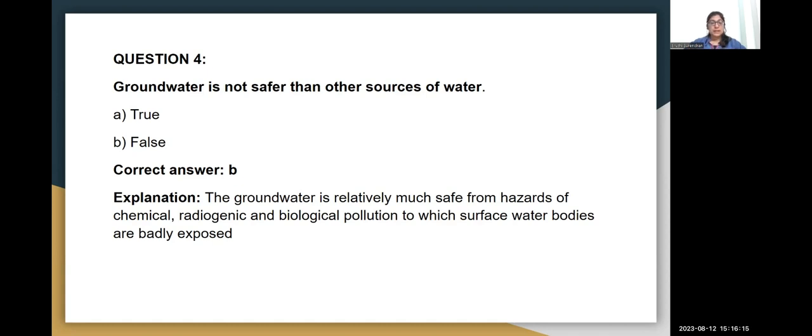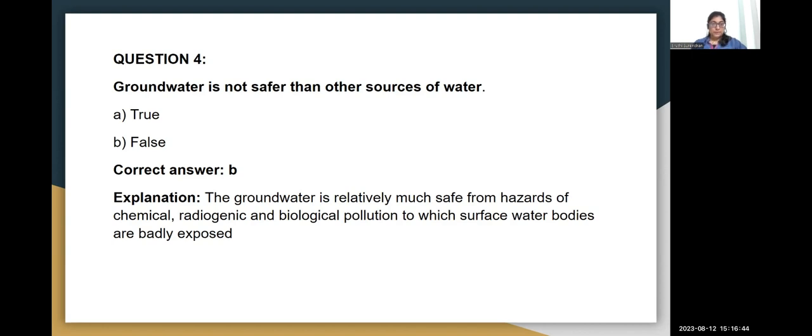But when you compare it with surface water bodies, it is relatively safer, because it also undergoes a lot of movement through many layers of soil that act as a kind of filtration. So the statement here is wrong. Groundwater is relatively safer when compared to surface water bodies.